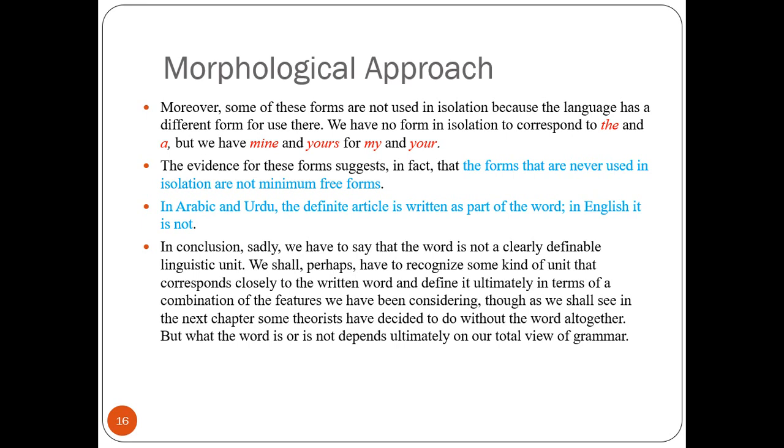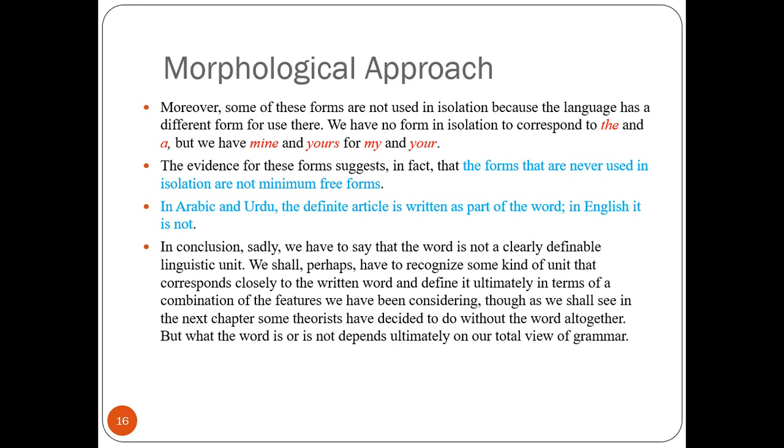Like, for example, it's my chair. Here you cannot say it's my. You have to say something after it. It's my chair, or you can even say it's mine. So mine is isolable as per the definition, but my is not. Should we treat my as a single word or not? What should we do with that? Because it requires a context to occur. It requires a noun after it. So the evidence for these forms suggests, in fact, that the forms that are never used in isolation are not minimum free forms. This could be the possible conclusion.